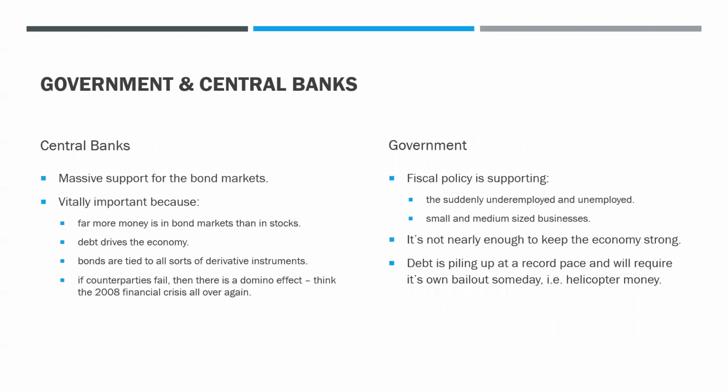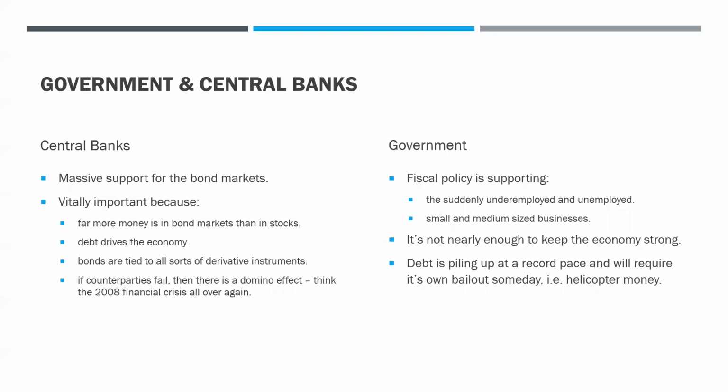Right now, government and central bank policies are pretty in our face. There is massive support for the bond markets. And I think that there is a huge misconception about where Federal Reserve money is going. It is not going into the stock market, and I'll show you that soon. Federal Reserve money is going pretty much 100% into the bond markets because if those bond markets fall apart, and remember, the bond markets are many times bigger than the stock markets, right? The debt market drives the economy.